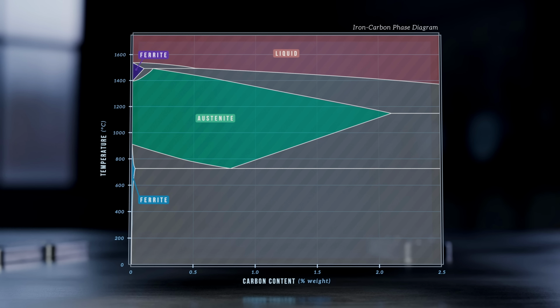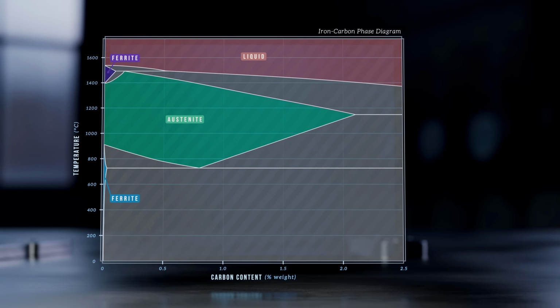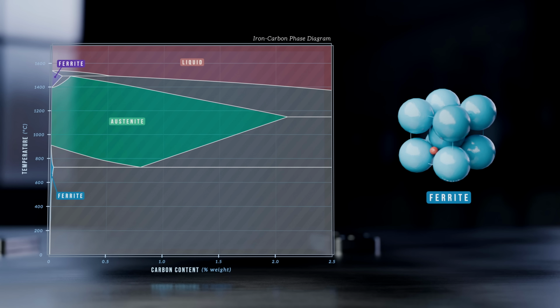Because carbon atoms are small, they fit into the interstitial spaces between the iron atoms. But the BCC structure of ferrite can only accommodate a tiny amount of carbon. It has a maximum solubility of 0.02% carbon by weight at 723 degrees, which is around 1 carbon atom for every 1,000 iron atoms, and it's even less than that at lower temperatures.